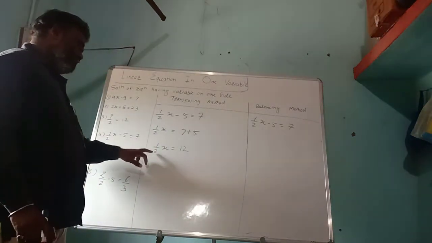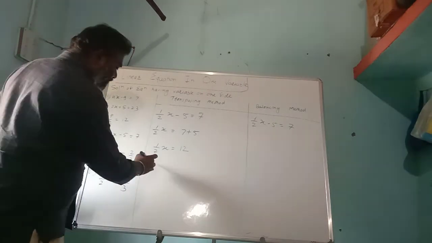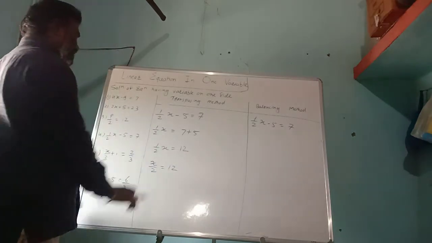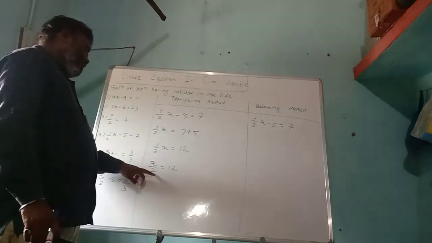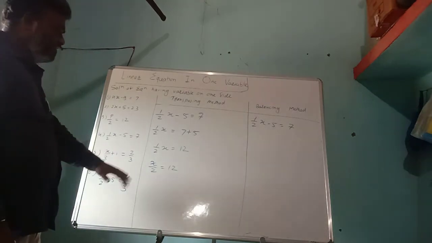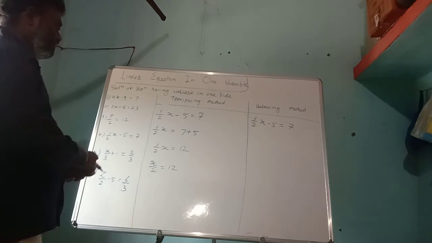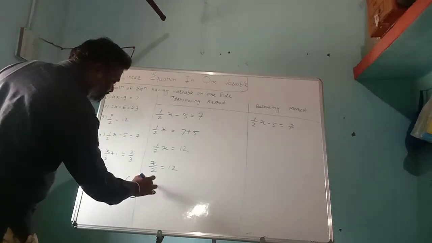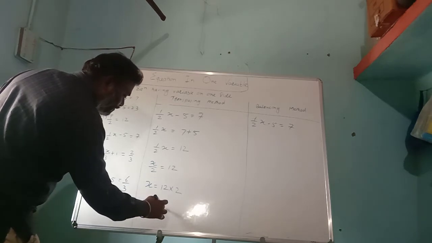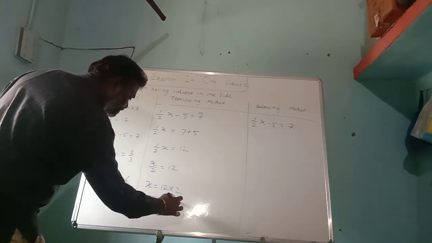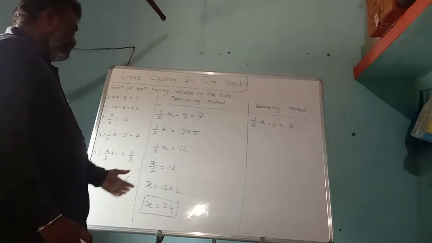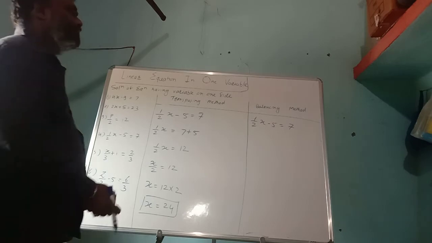Now this 1 by 2 we can simply write as x by 2 equal to 12. X into 1 by 2 is x divided by 2. Now on the left hand side 2 is in division with the variable. While transposing it to the right hand side, this division becomes multiplication. That is x equal to 12 into 2. Hence x equal to 24. The solution of the linear equation is x equal to 24.